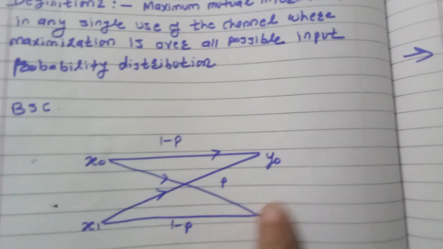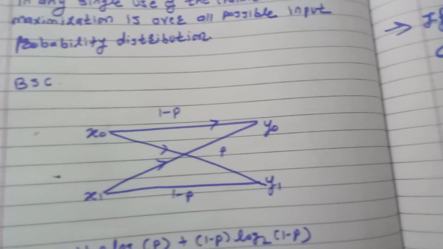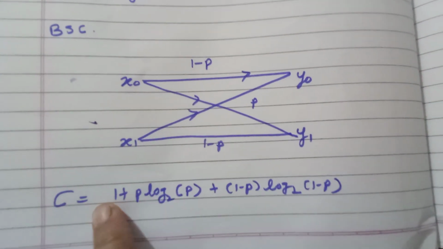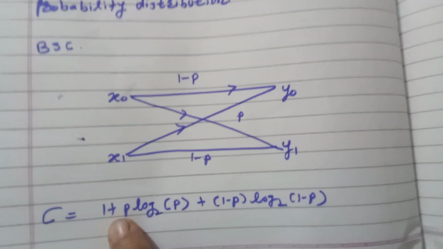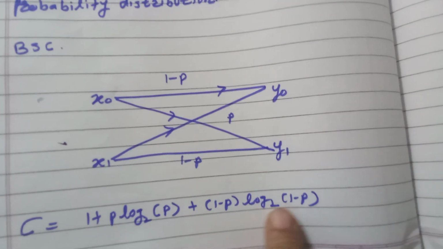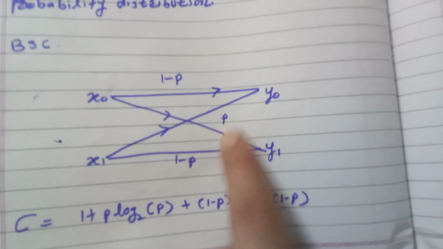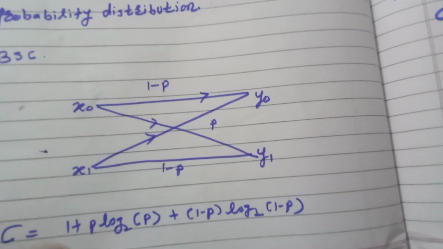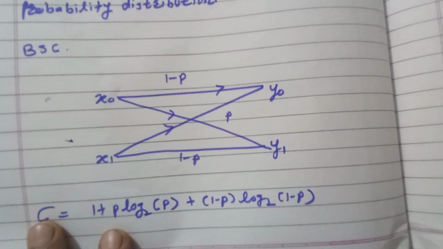We have seen this part already. In the previous video we have seen the formula for the capacity: C = 1 + P log2 P + (1 minus P) log2 (1 minus P). So this P is this one. This we have derived in the previous video. So we have to draw the plot between this P and capacity C.